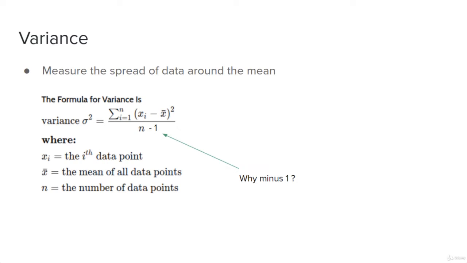After calculating the central location of our dataset, we need to understand the spread of our dataset, how much the data is spread out. For that purpose, we use variance. We can say that the variance is the measure of spread around the mean, how much the data is spread out around the mean value.